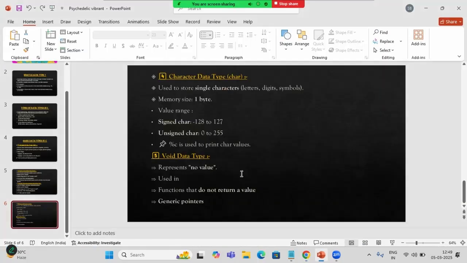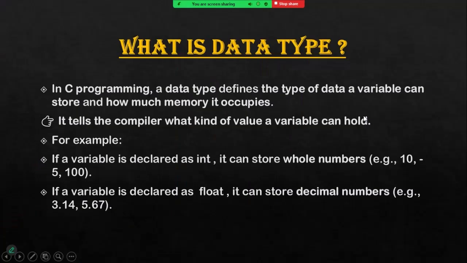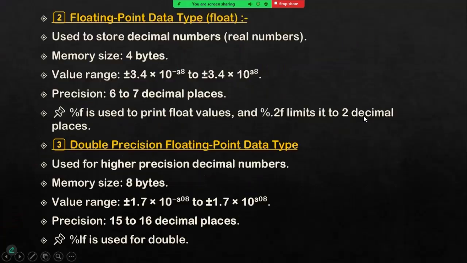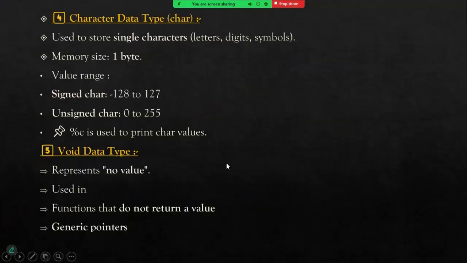Then going to my PowerPoint presentation, after that, the void data type. Void data type represents no value, used in functions that do not return a value, and generic pointers. The void data type is a type which returns no value. Like int returns 0, but void returns nothing. So that's all about the void data type.